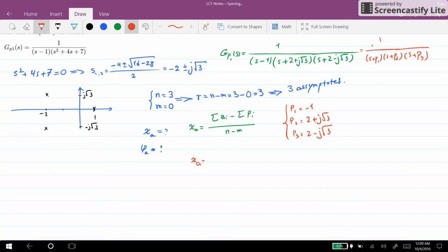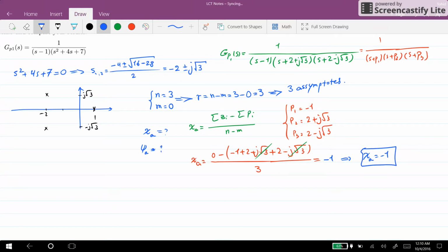Therefore xa is equal to, there's no zi, there's no zero for the system, so we have 0 minus the sum of pi's, (-1 plus 2 plus j square root of 3 plus 2 minus j square root of 3) over 3, and this will give us -1. Therefore xa is equal to -1, the abscissa point.